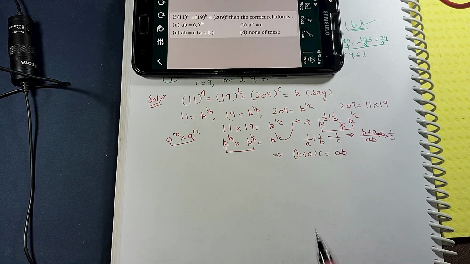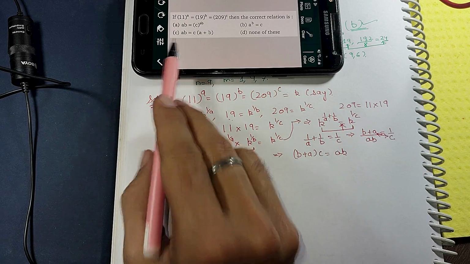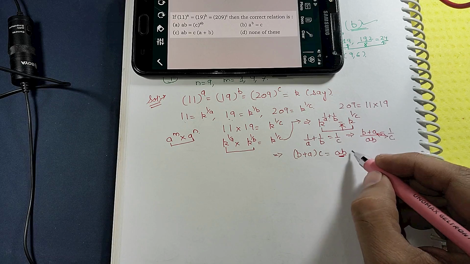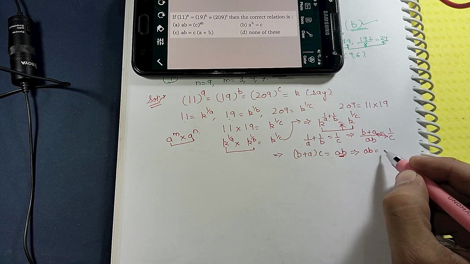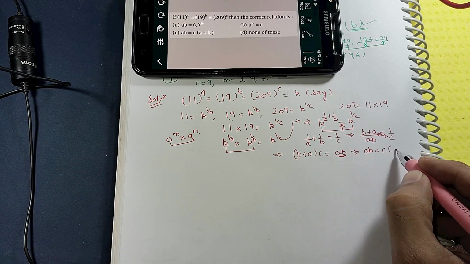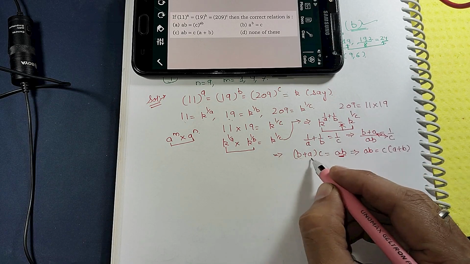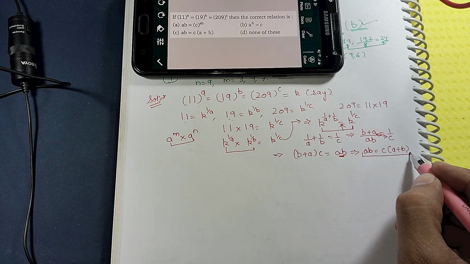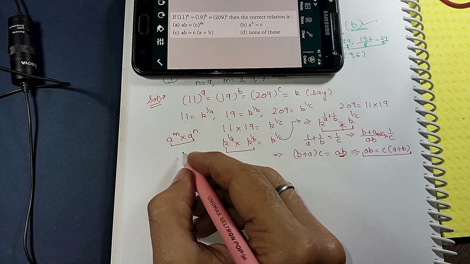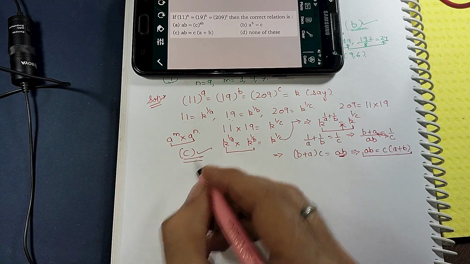Now I will check the options. You see this third option, if I write it in this way, AB is equal to C multiplied by (A plus B). Now A plus B or B plus A, both are the same thing. So this is the right option, option number C.